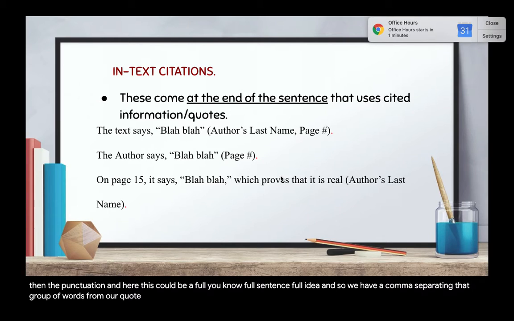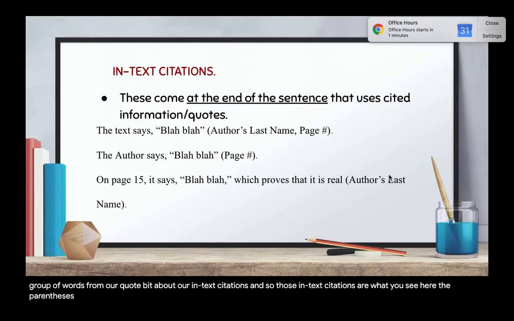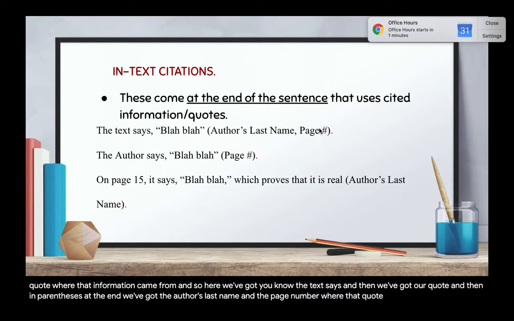So talking a little bit about our in-text citations. Those in-text citations are what you see here, the parentheses. And so they come at the end of a sentence. They're never in the middle of a sentence. And they explain where that quote, where that information came from. And so here we've got, the text says, and then we've got our quote. And then in parentheses at the end, we've got the author's last name and the page number where that quote can be found.